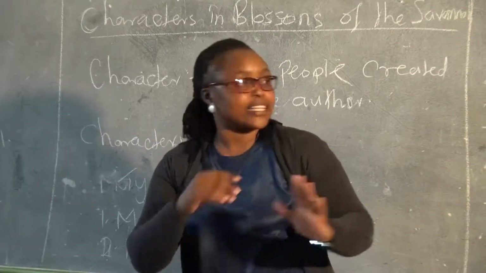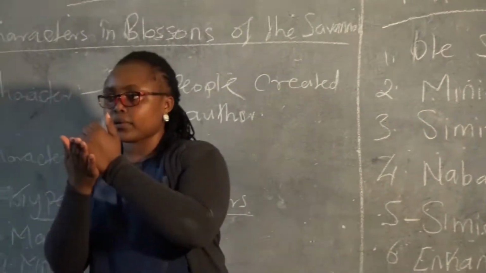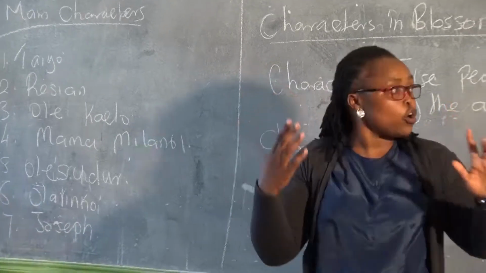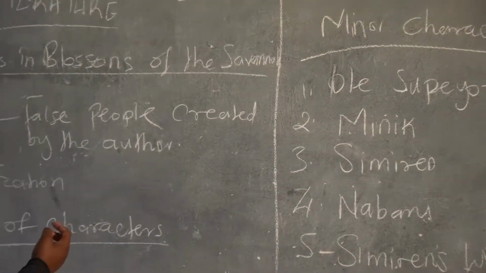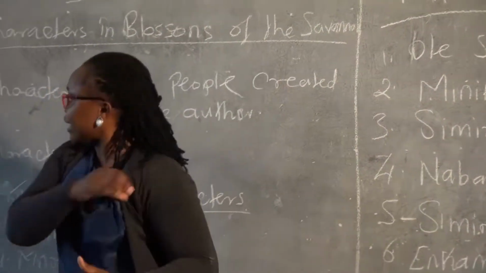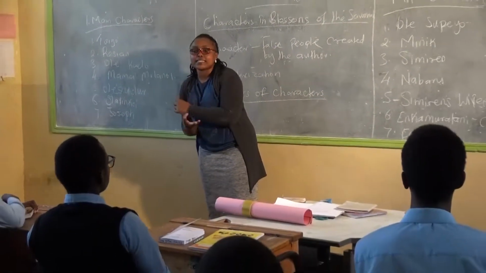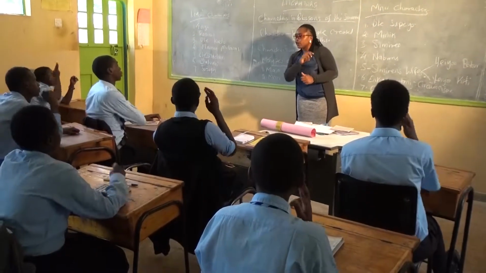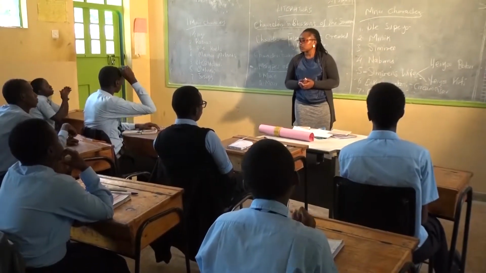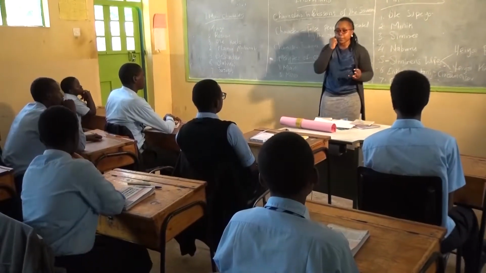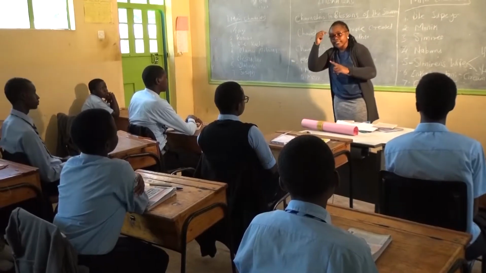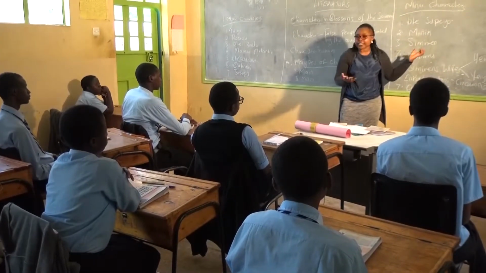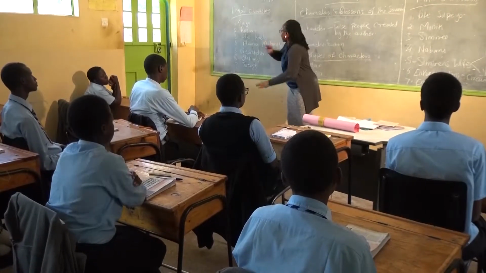The minor characters help in the development of the main characters. Olesupeyo helped in the development of the character of Ole Kaero, because he was advising him. Then we have Mimik, who helps develop the characters Kayo and Lesiana. Then Simiren: because they were Ole Kaero's family, when they moved from Nakuru to the village they must have had a place to stay. So his responsibility was to give the main characters a place to stay.